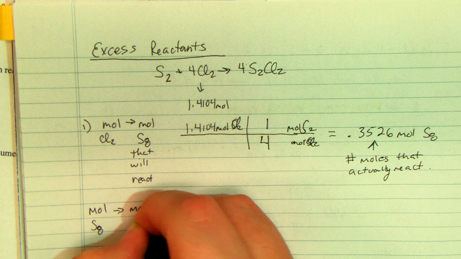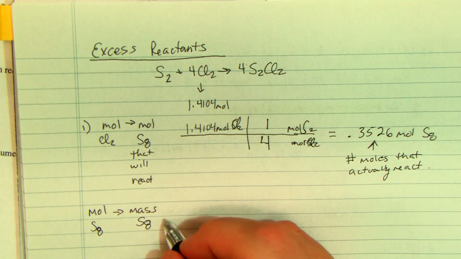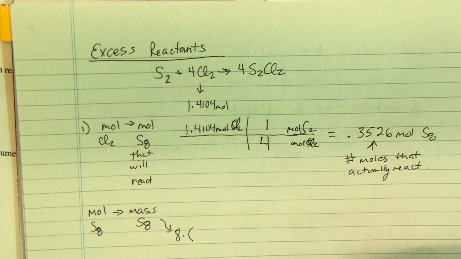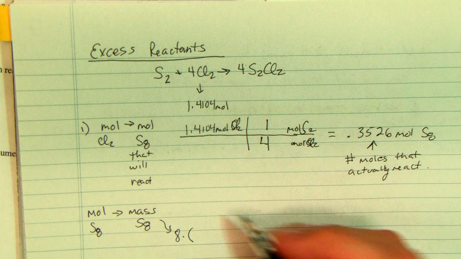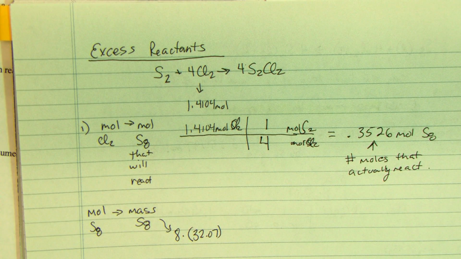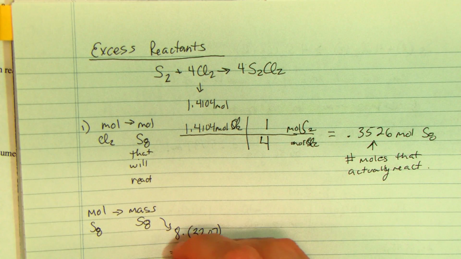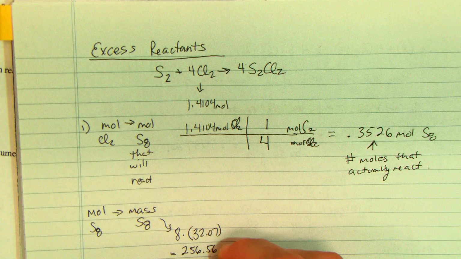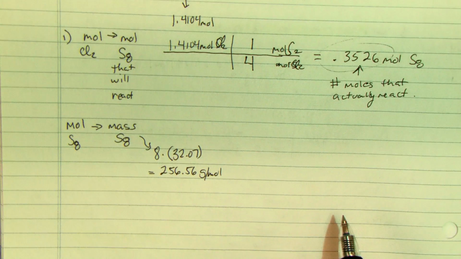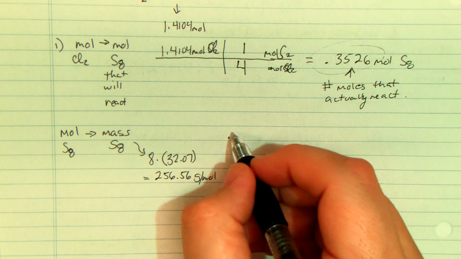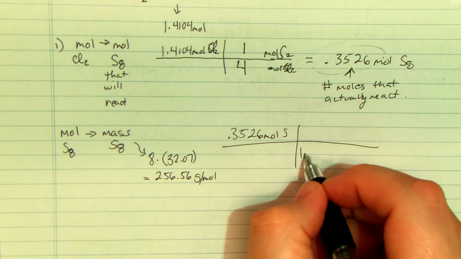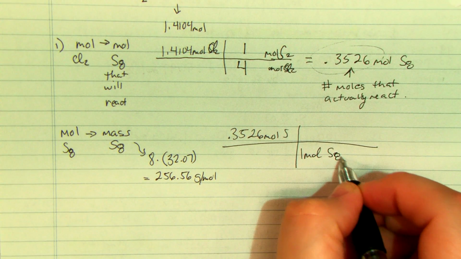So now, the next one is going to be the moles of S8. I'm going to get the mass of S8. So basically for the mass, I have to do 8 times the molar mass of one sulfur, which is what, 32.07? So 8 times 32.07 is 256.56. So 256.56 grams per mole. That's what I'm going to be using there. So I'm going to use the 0.3526 moles of sulfur. And I'm going to say 1 mole of sulfur, S8, is going to give me how many grams?